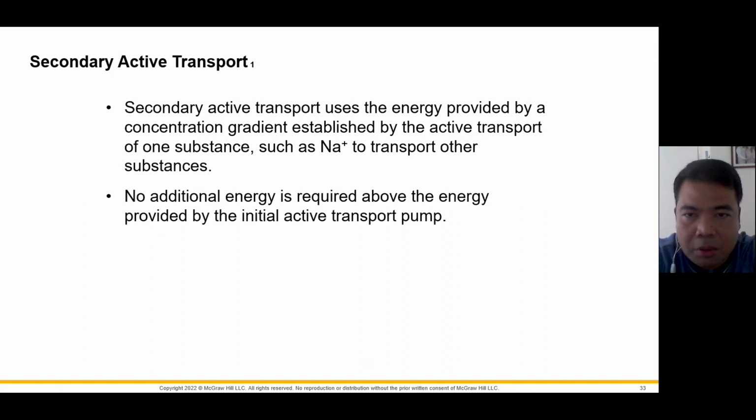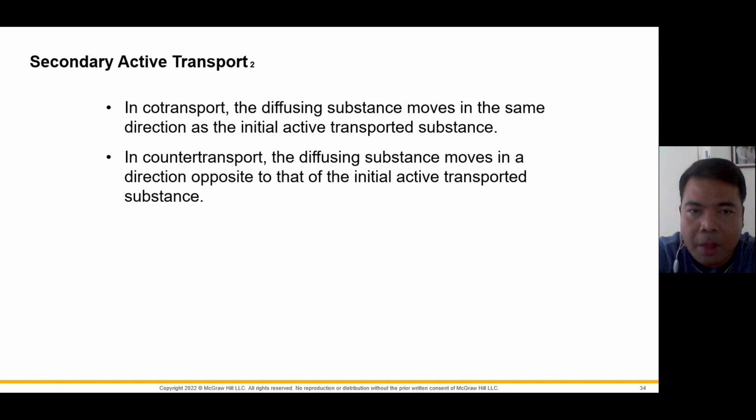Now, secondary active transport uses the energy. Ito naman, pangalawa, is your secondary active transport. Secondary active transport uses the energy provided by a concentration gradient established by the active transport of one substance, such as sodium, to transport other substances. So here, no additional energy is required above the energy provided by the initial active transport pump. Okay? Now, meron tayong two types of secondary active transport. You have what you call your co-transport and your counter transport.